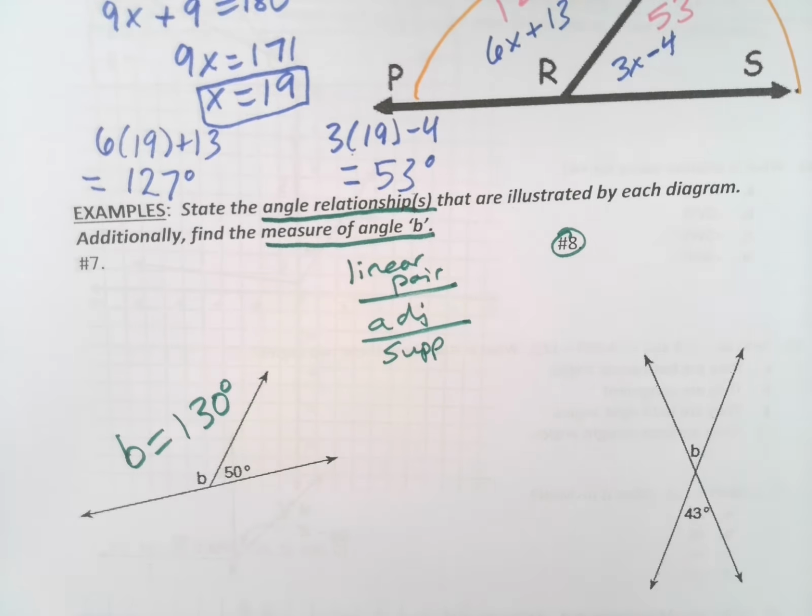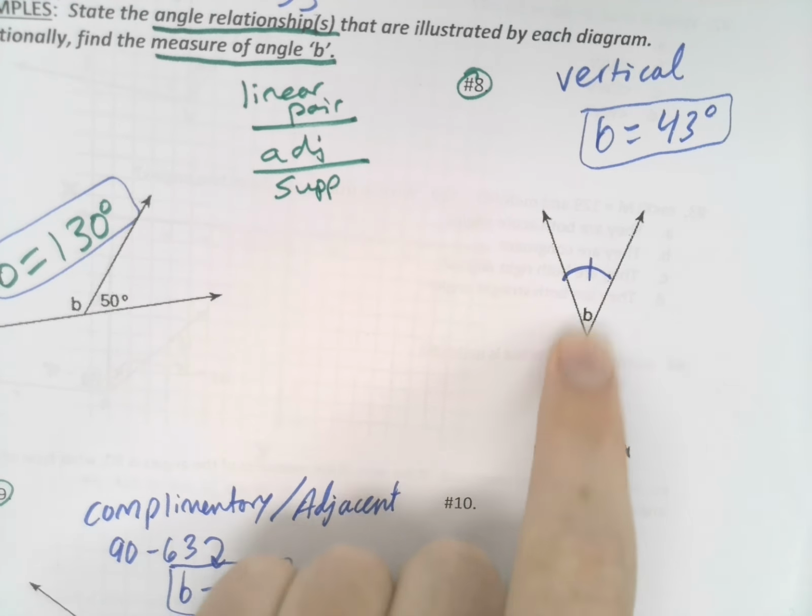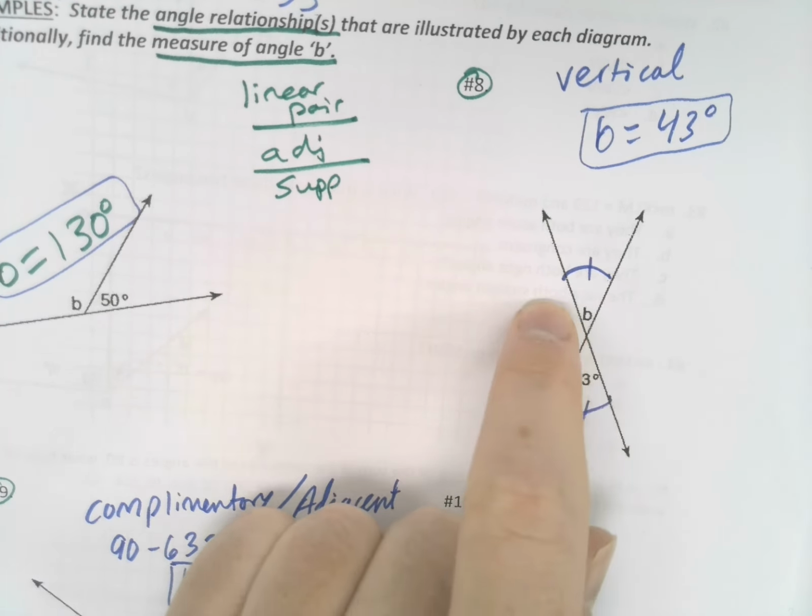So just to check yourself here, number 8, vertical angles, not adjacent, same vertex, same lines create these angles. So that's number 8. Number 9, these are adjacent, they're right next to each other, and we also see that they're going to add up to be 90 degrees, so they're complementary. That makes B 27 degrees.